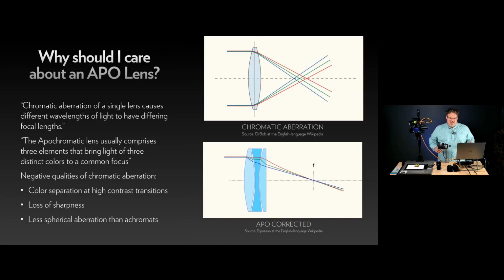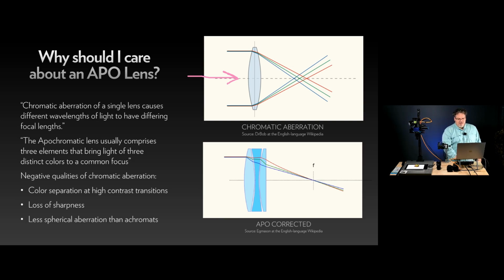So what is this APO designation? APO is short for apochromatic. It's when they create an apochromatic lens to correct for this separation of chroma or color at the focus plane. And you'll see on the top level here, this is a demonstration of what chromatic aberration is. The red, green, and blue focus at different points in relation to the lens.